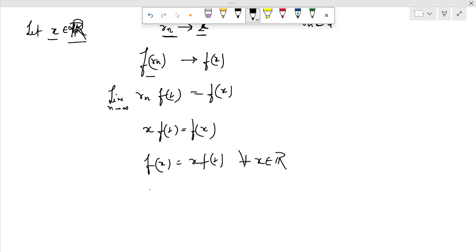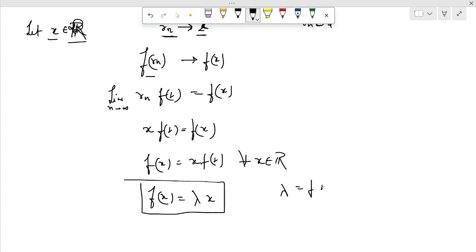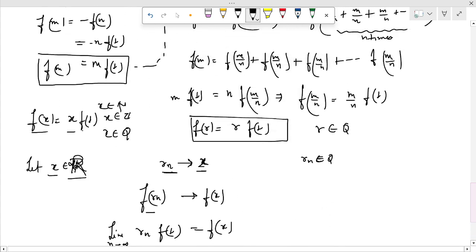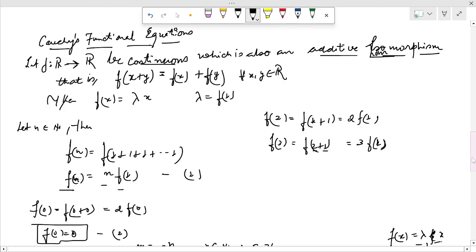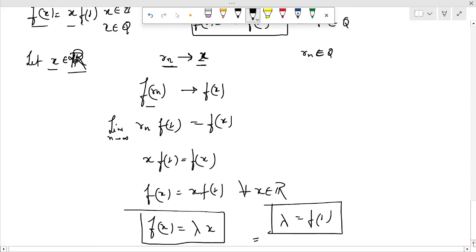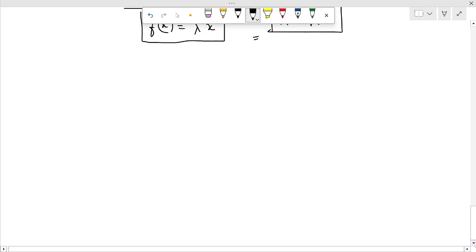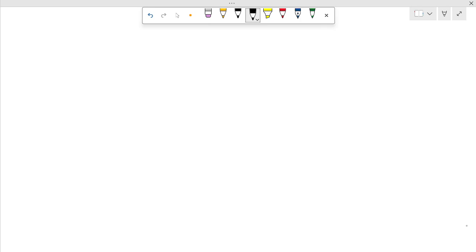So in general, a linear function of the form f(x) equal to lambda x satisfies Cauchy's functional equation, where lambda is equal to f(1). This is a very nice question for you to understand. It serves as a very basic and primary example to start with functional equations. A few examples we are going to do today, and how to attack or approach these problems I'm going to teach you today itself. This is very important, one must understand.